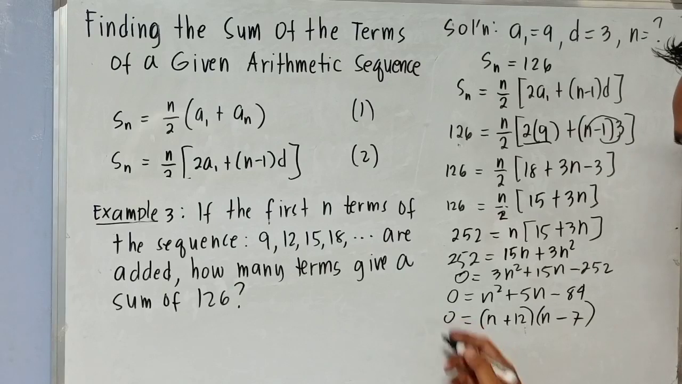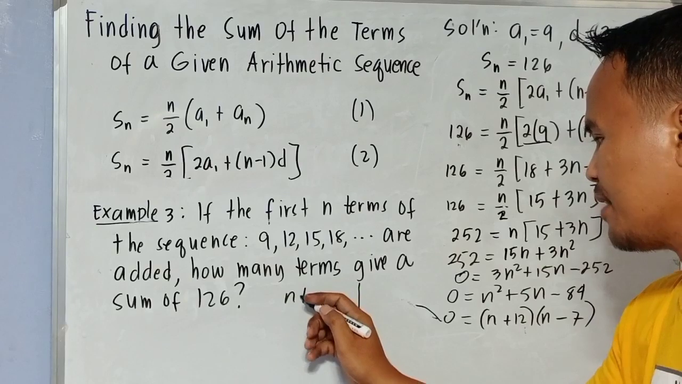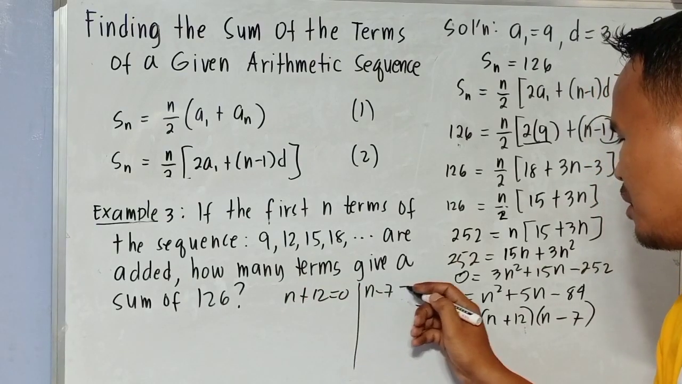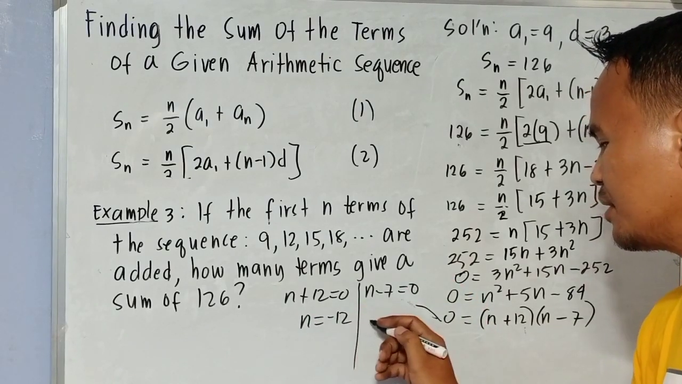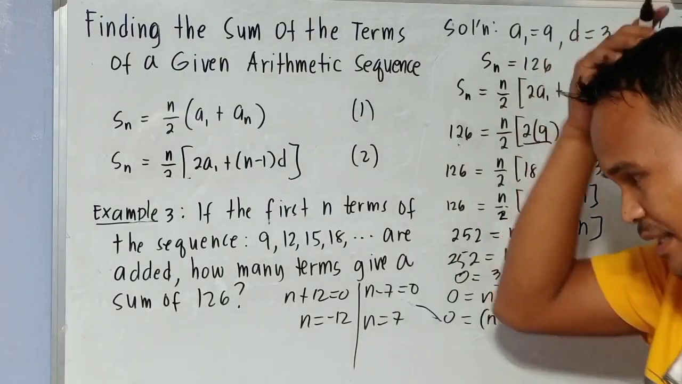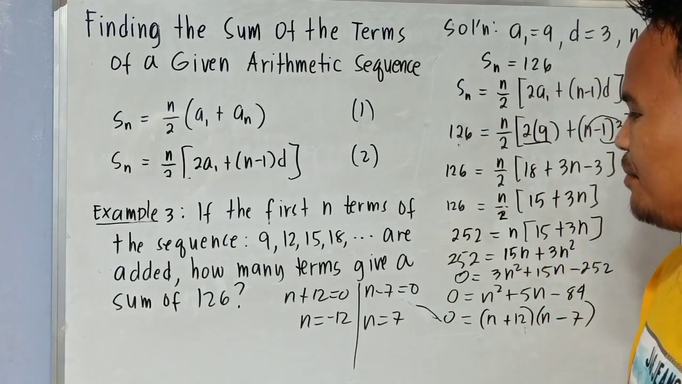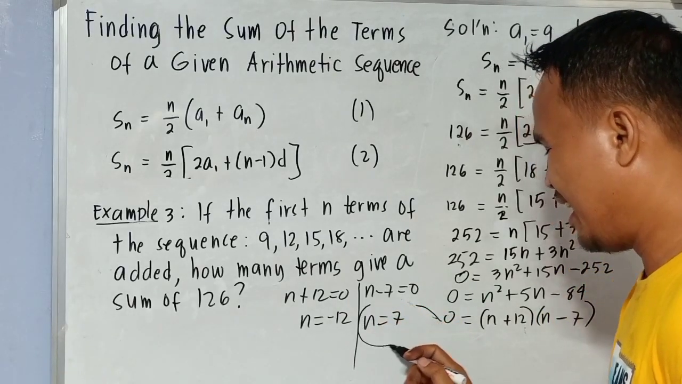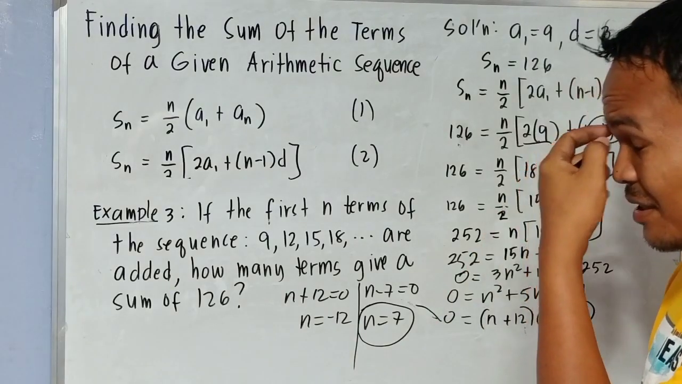Okay, so then let us equate the two factors to 0. So n plus 12 equals 0 and n minus 7 equals 0. Solve for n: n equals negative 12 and n equals 7. So we have two values of n here, but we are going to select the positive one because there is no negative number of n. So therefore, n is equal to 7. So there are 7 terms.